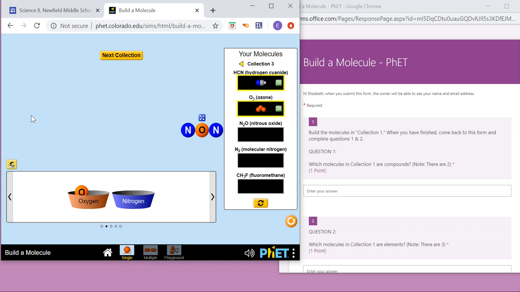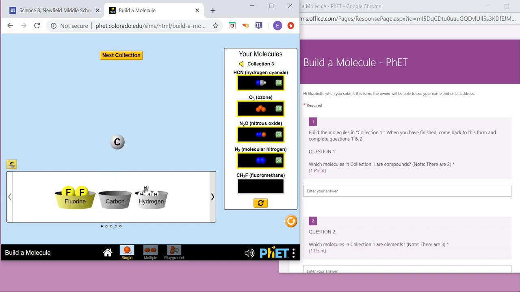If you're sure you have the right type and number of atoms but can't place the molecules in your collection, you might have the wrong arrangement. Use the blue button to break the molecule apart and rearrange. When you have built all the molecules in the collection, go back to the form and complete questions 1 and 2.